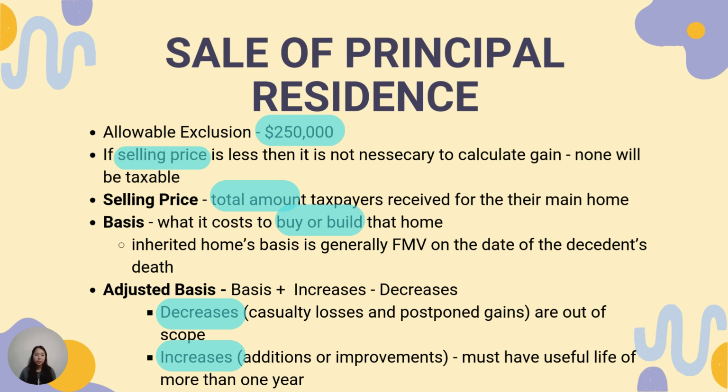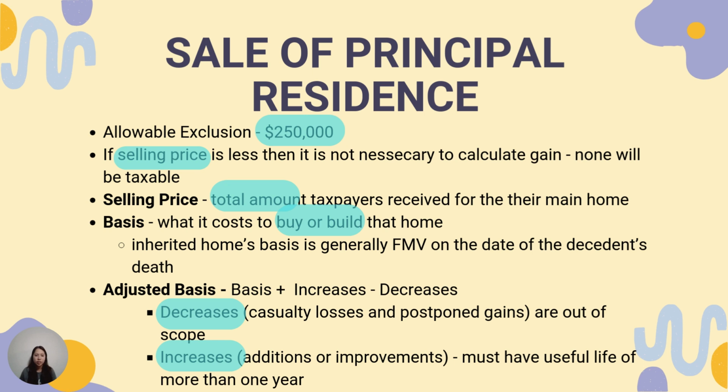The adjusted basis. So sometimes you're going to have taxpayers who are updating their home. For example, they're adding an extra bedroom, or they're adding an extra chimney. You don't need an extra chimney. You don't need a chimney to begin with. But if they wanted to add it, that would count as an addition to the home, and it would increase the basis, meaning the money you put into the asset. So adjusted basis, like we said before, is basis plus increases minus decreases.